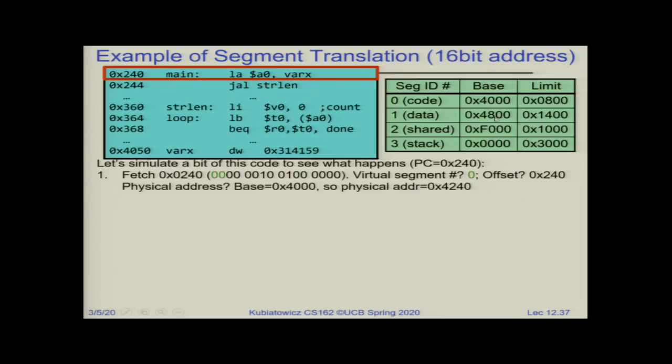How do I do my base and bound? I look it up. The base is 4000, and so I take the 4000 base, add the offset, and get 4240 hex. So in physical DRAM, based on that translation, the processor asking for 240 hex actually goes to 4240 hex in the DRAM. Did I violate the size of this segment? Well, 240 hex is smaller than 800 hex, so the answer is no.